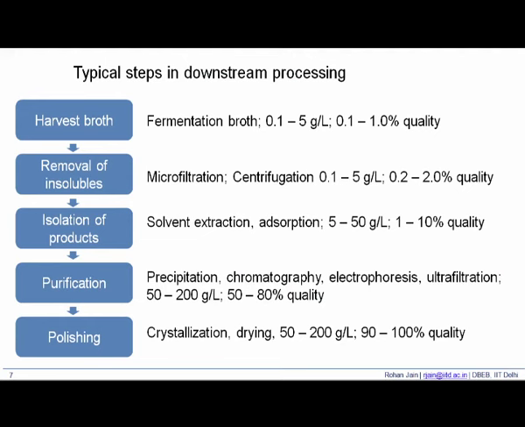Now, the next step is purification. Here you can use precipitation, chromatography, electrophoresis, ultrafiltration. Okay. However, two techniques, chromatography and ultrafiltration, are used largely and can increase the concentration to 50 to 200 grams per liter, while the quality improves by 50 to 80%.